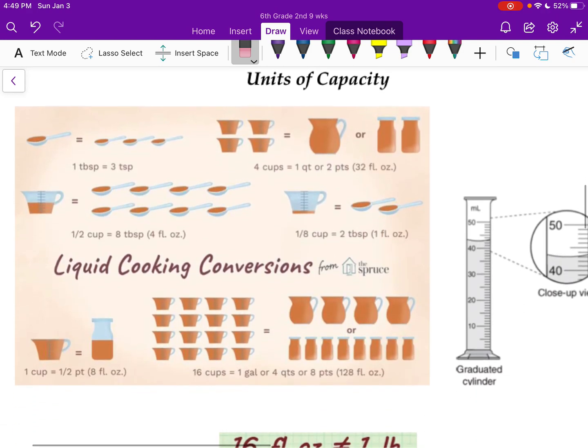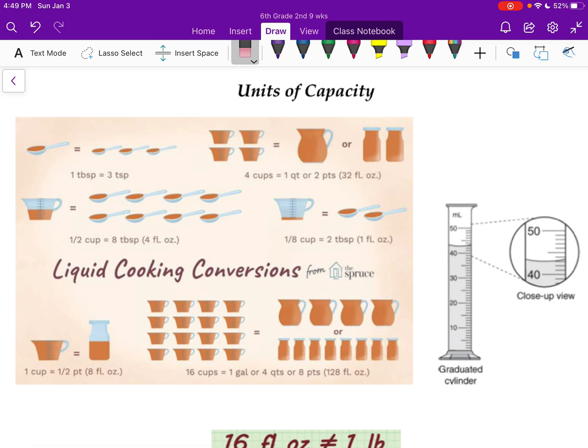And then we also have units of capacity. Capacity is liquid measure. The standard form is to use gallons. The gallons are here, okay? So 1 gallon is 4 quarts, 1, 2, 3, 4, or it's 1, 2, 3, 4, 5, 6, 7, 8 pints. It's 16 cups. So there's lots of conversions for liquid measures, and this is the standard form that we use.